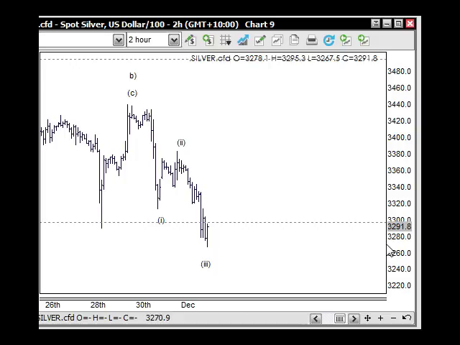So once it's retested 32.72 as resistance, then you can add to the short position or take the short position up from that area there.